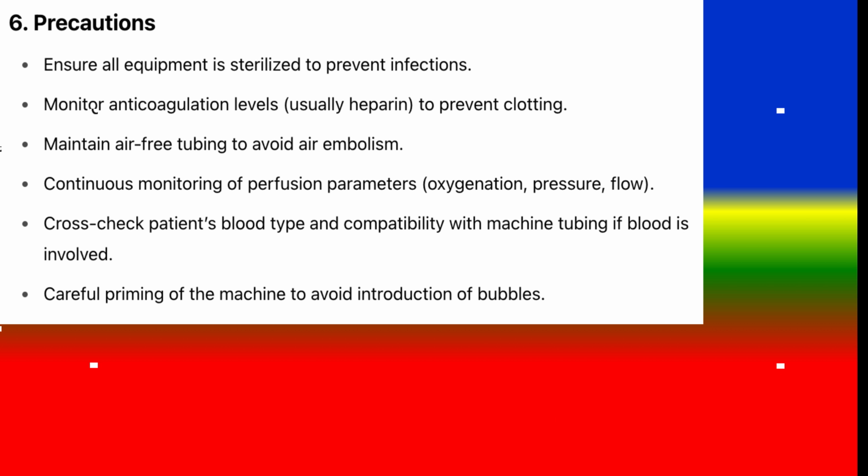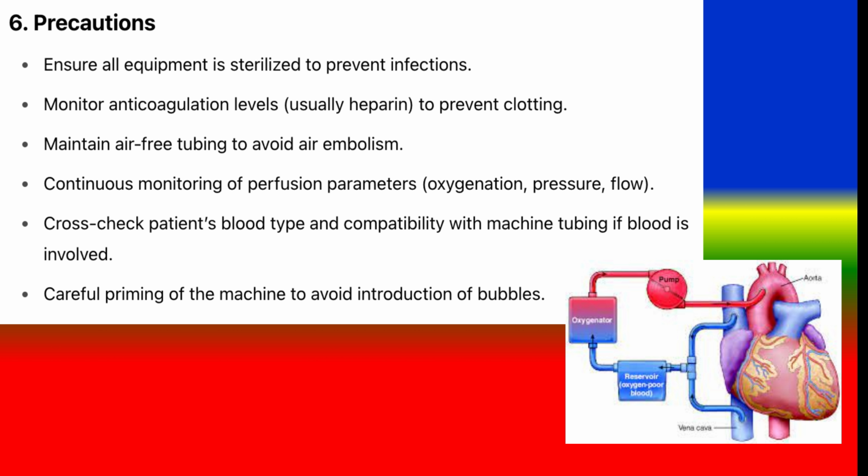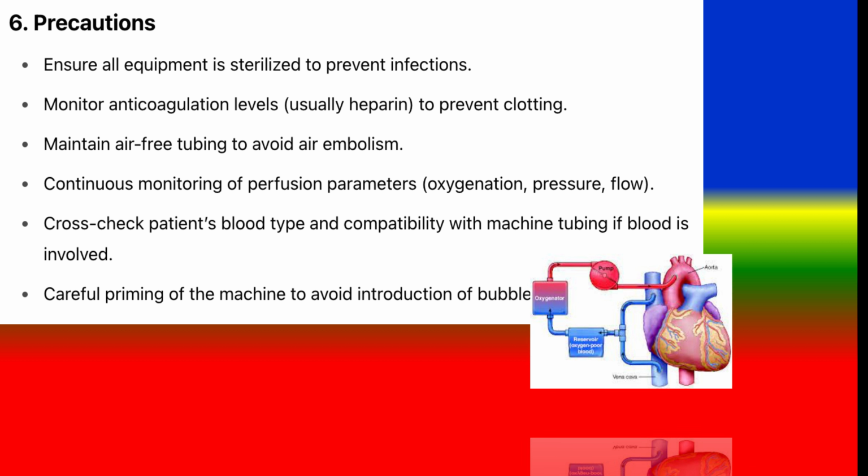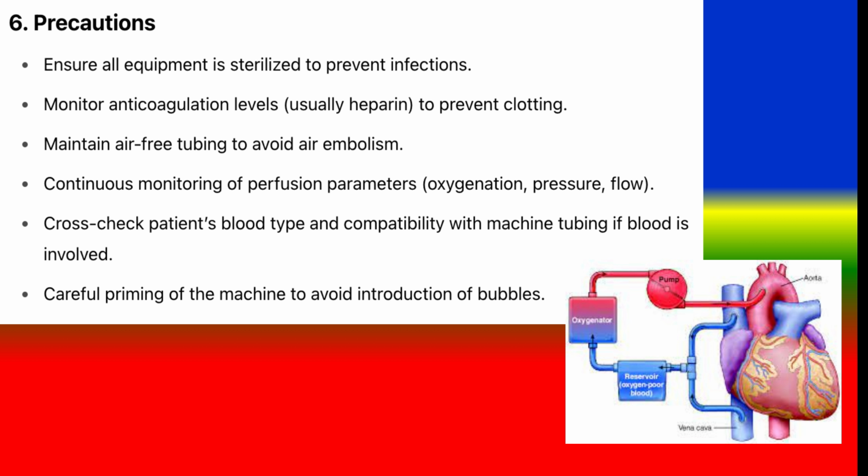6. Precautions: ensure all equipment is sterilized to prevent infections. Monitor anticoagulation levels, usually heparin, to prevent clotting. Maintain air-free tubing to avoid air embolism. Continuous monitoring of perfusion parameters: oxygenation, pressure, flow. Cross-check patient's blood type and compatibility with machine tubing if blood is involved. Careful priming of the machine to avoid introduction of bubbles.